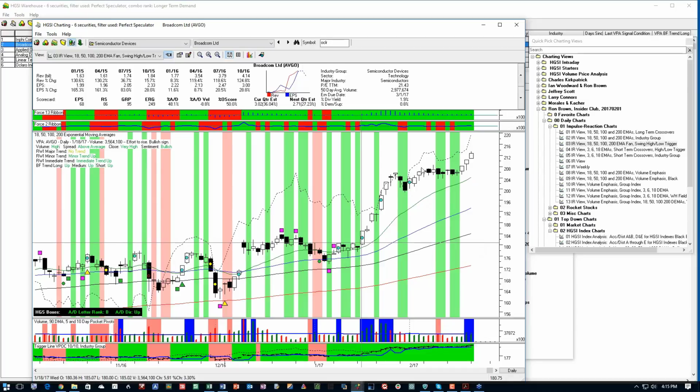So this pullback method works. Doesn't always work, but it works. It works enough to make you a lot of money if you're disciplined.